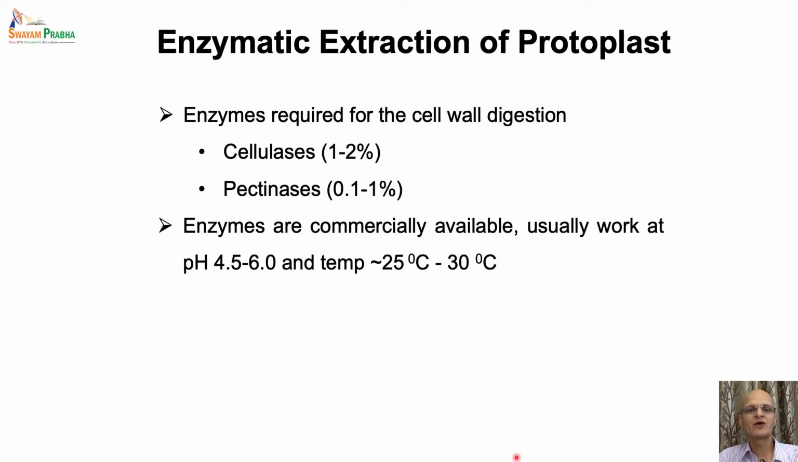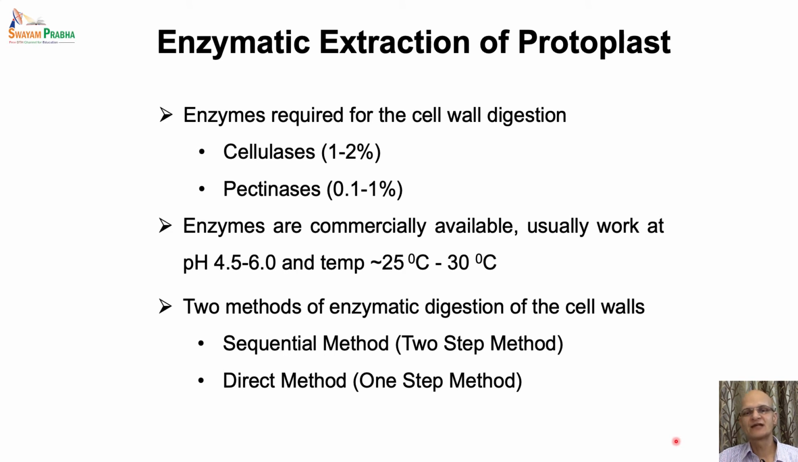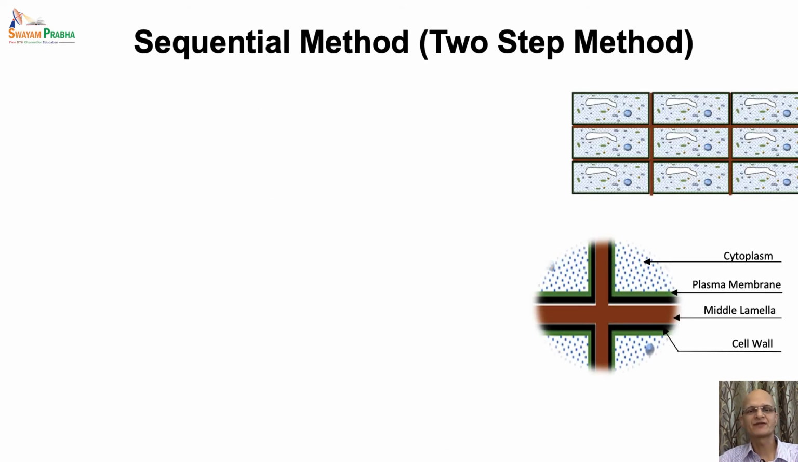Now, based upon how the pectinases and cellulases are used for digesting the cell walls, this method can be grouped into two categories. One is the sequential method, also called the two-step method, and second is the direct method or one-step method. So the first is the sequential method or two-step method. In the sequential method, pectinases and cellulases are used separately, and hence it is also called the two-step method.